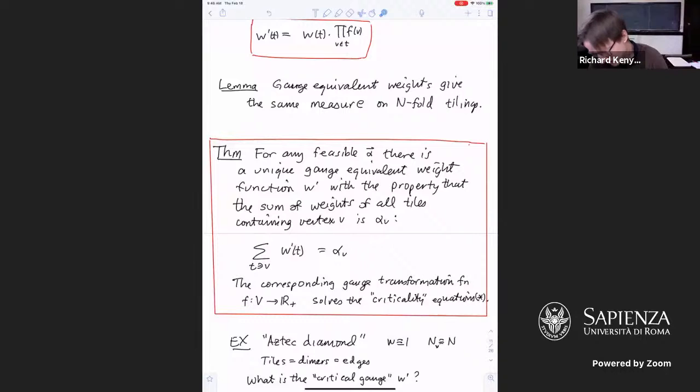Let me finish reading the statement. This is the statement that there is a gauge equivalent weight function which has the property that the sum of the weights of the tiles containing a vertex is alpha V, and the corresponding gauge transformation function F, which moves you from one gauge to the other, is the solution to the criticality equations from above.